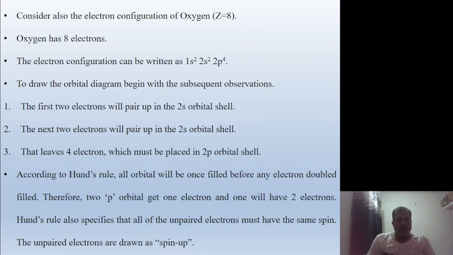According to Hund's rule, all orbitals will be singly filled before any electron is doubly filled. Therefore, two 2p orbitals get 1 electron and one will have 2 electrons. Hund's rule also specifies that all of the unpaired electrons must have the same spin. The unpaired electrons are drawn as spin up.